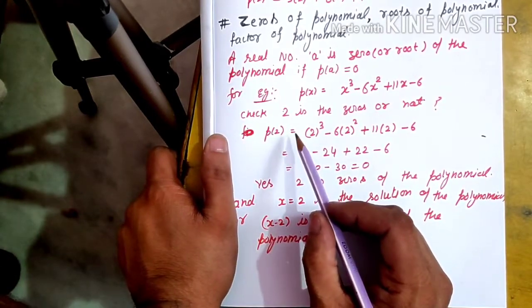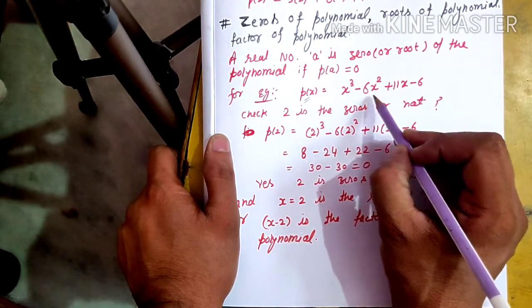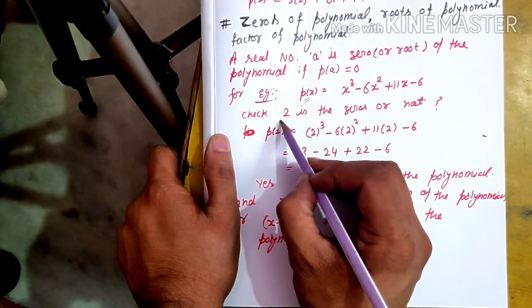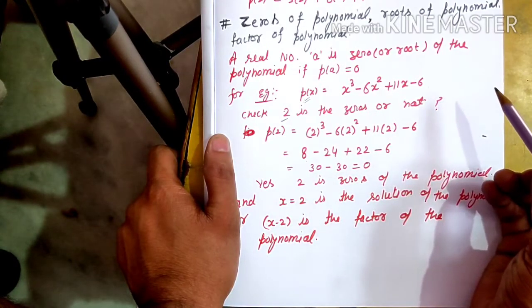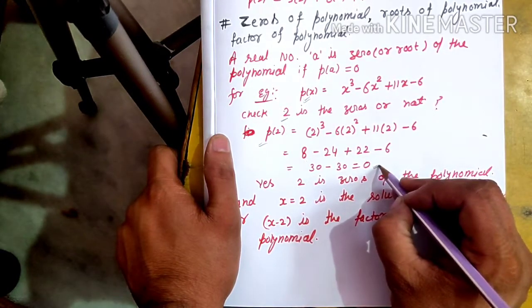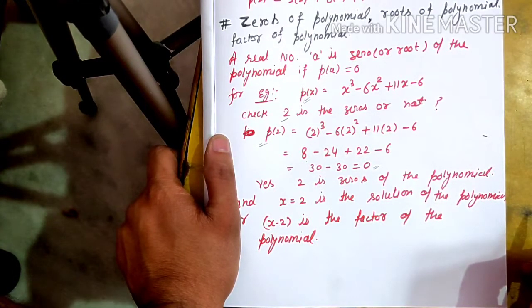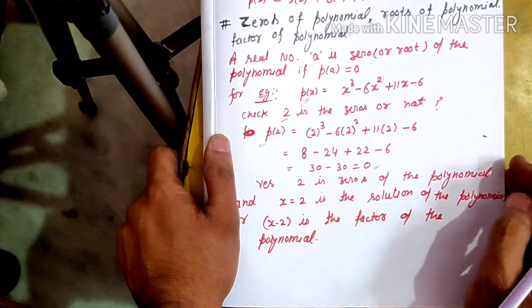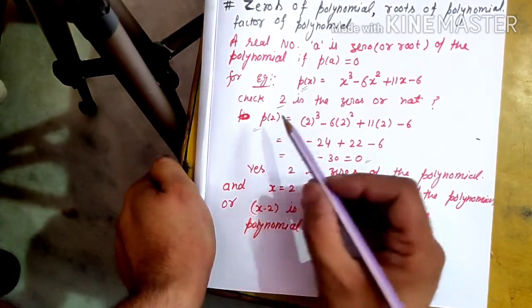Let us understand with an example. Let us suppose we are having a polynomial p of x equals x cube minus 6x square plus 11x minus 6, and we have to check 2 is the zeros or not. So what we will do now, I will just find p2. If my answer is 0, then I will say yes, 2 is the zeros of the polynomial. If answer is not 0, then I will say no, 2 is not the 0.